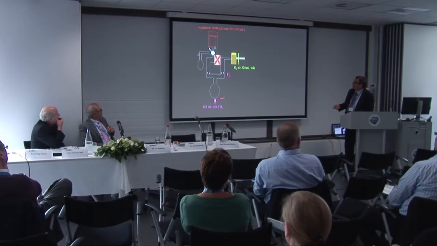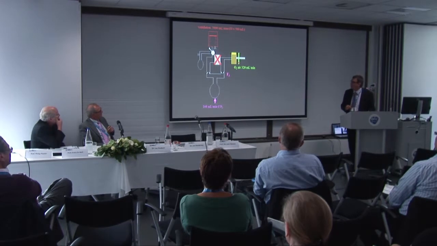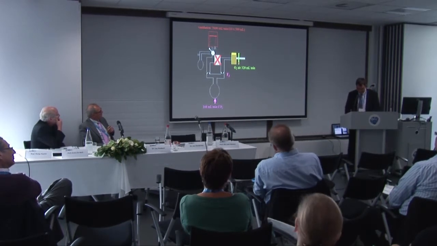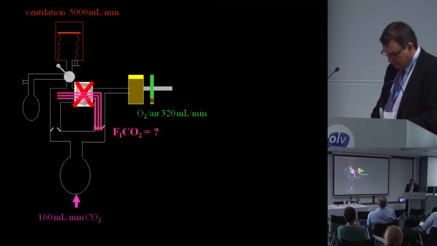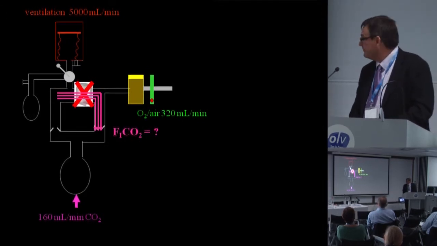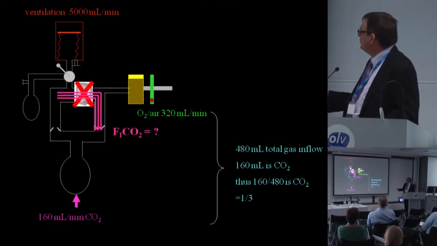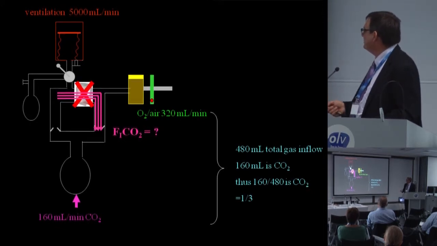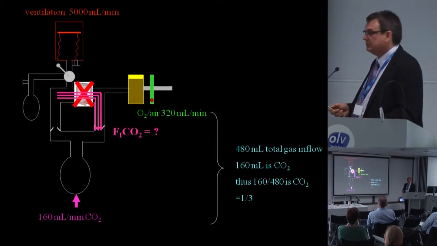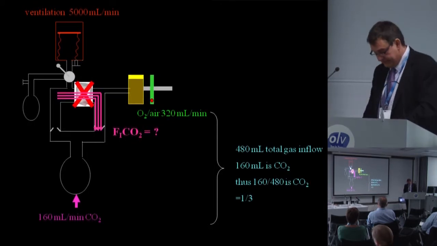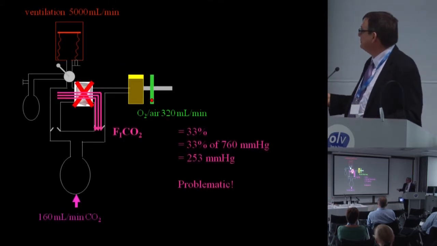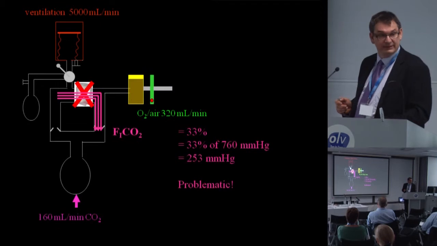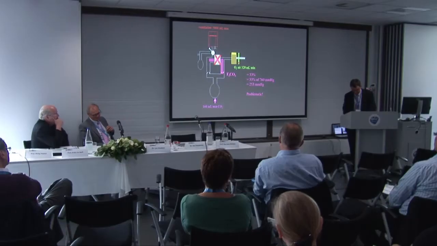Now, this basically is a mixer, and let's say we're using a fresh gas flow of 320 milliliters per minute. Then obviously you will have a lot of rebreathing. What will the FiCO2 be? Well, the total gas flow here, if you add those two up, is 480 milliliters per minute, of which 160 is CO2, so about a third is CO2. So you will end up with 33% of 760 millimeters of mercury, which is problematic. That's a lot of CO2.